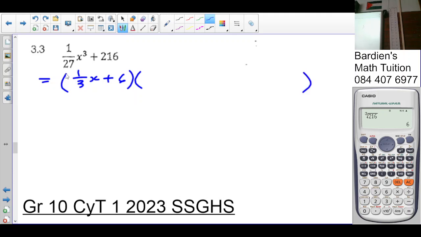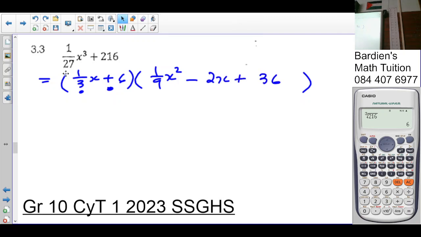So what we do is we square our first term, which is 1 over 9x squared. Then there is minus 1 over 3x times 6, which is 6 over 3, which is 2x. Plus the last term squared, which is 6 squared, is of course 36.